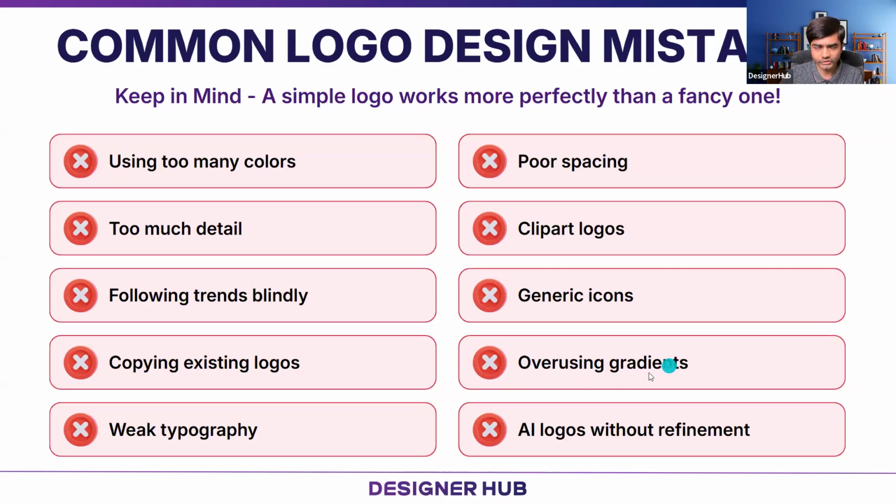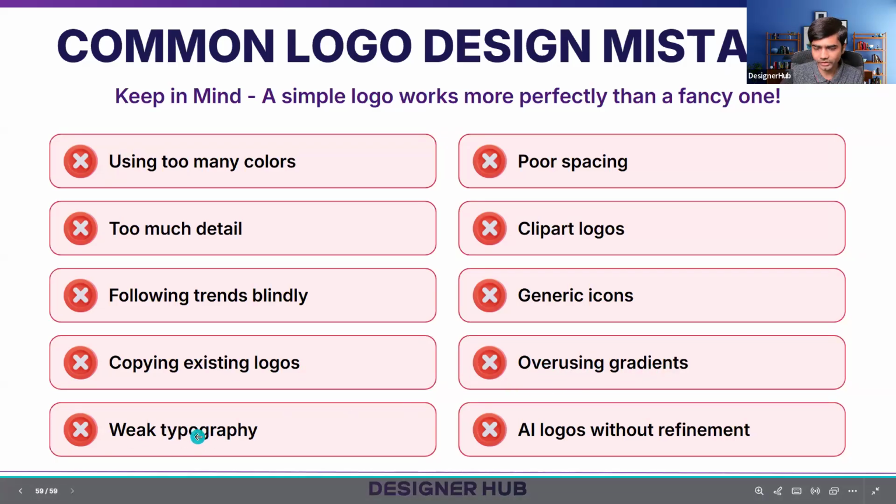Do not overuse gradients. Bad typography: maybe a very perfect logo, but bad typography, it's still a failure. And AI logos without refinement. Make AI logos, use AI for inspiration, modify it, change it, and add your refinement to it, because whatever AI is giving, that means it exists somewhere, it is just combining things and giving it to you. So take ideas from it, but always use your own refinement.